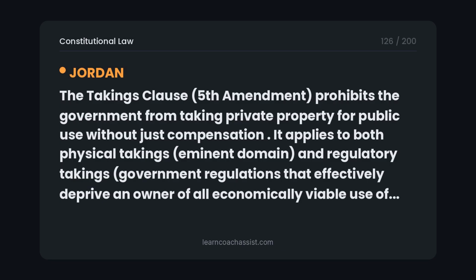What is the Takings Clause? The Takings Clause, Fifth Amendment, prohibits the government from taking private property for public use without just compensation. It applies to both physical takings (eminent domain) and regulatory takings (government regulations that effectively deprive an owner of all economically viable use of their property).